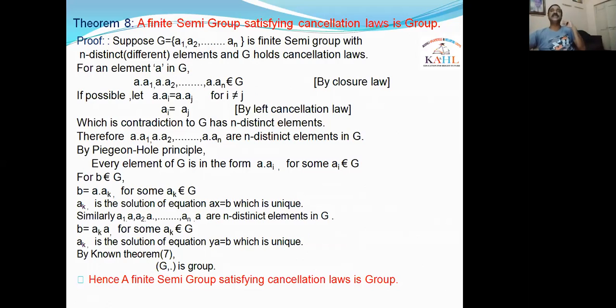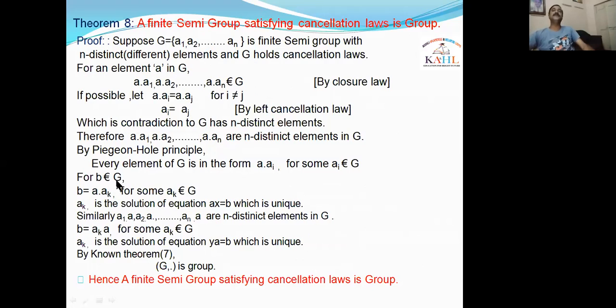Similarly, these are a1, a2, ..., an. In that, these are the audience a1, a2, ..., an. In this, any one of these can occupy only one place. Okay? By this principle, every element of G, that means all the elements of G, is in the form of ai. All are converted into these places. Is it right?